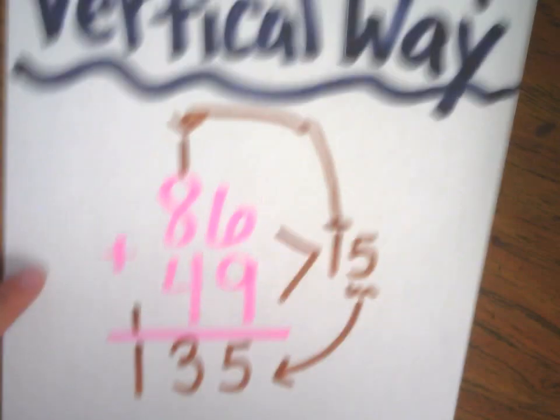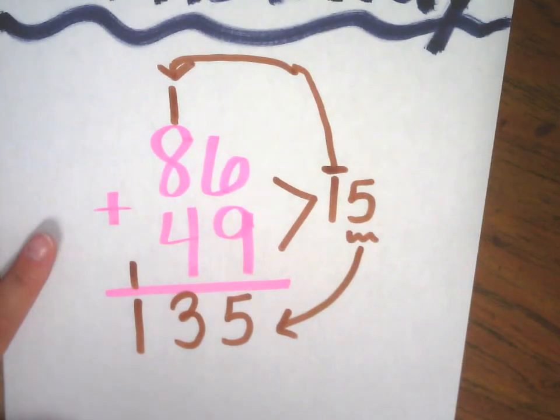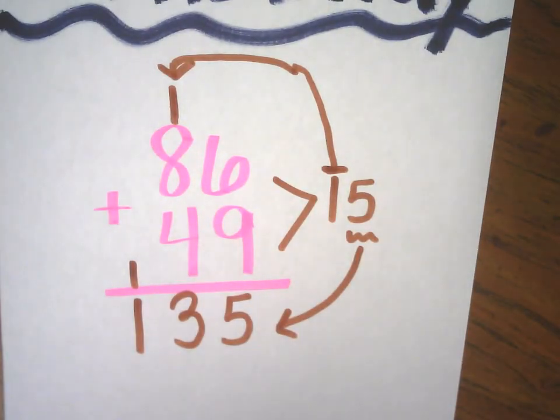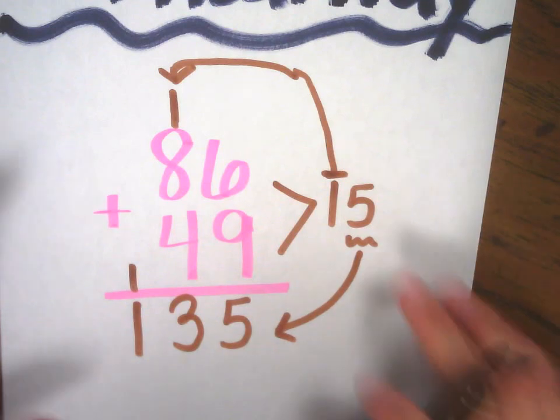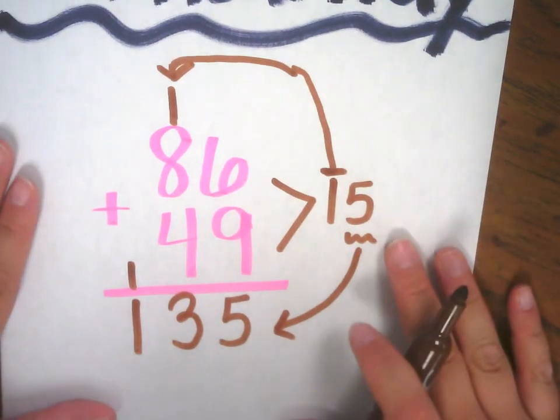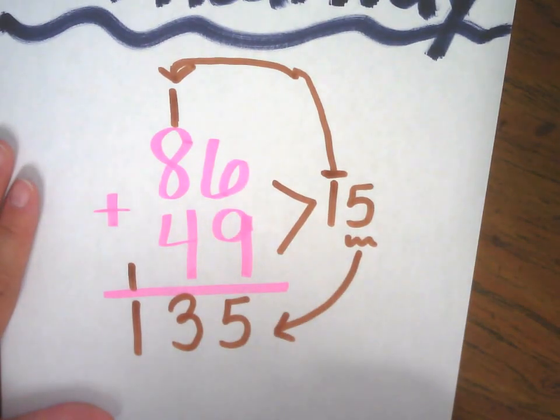So that is how we teach the vertical way, or the algorithm, or however you want to say how we learned math as a kid. But this is how we teach it in 2nd grade. And really, they don't have to know this. They do not have to know this strategy at all in 2nd grade.